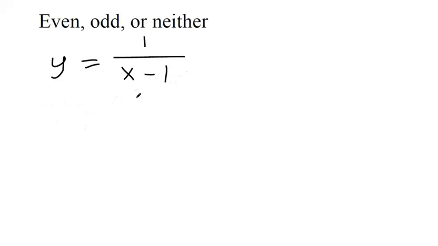So this equation could be a function of x, and an equation or a function is even if you can replace every x with negative x and it doesn't change the result. So the classic even function that's always presented in textbooks is y equals x squared. In other words, f of x equals x squared.